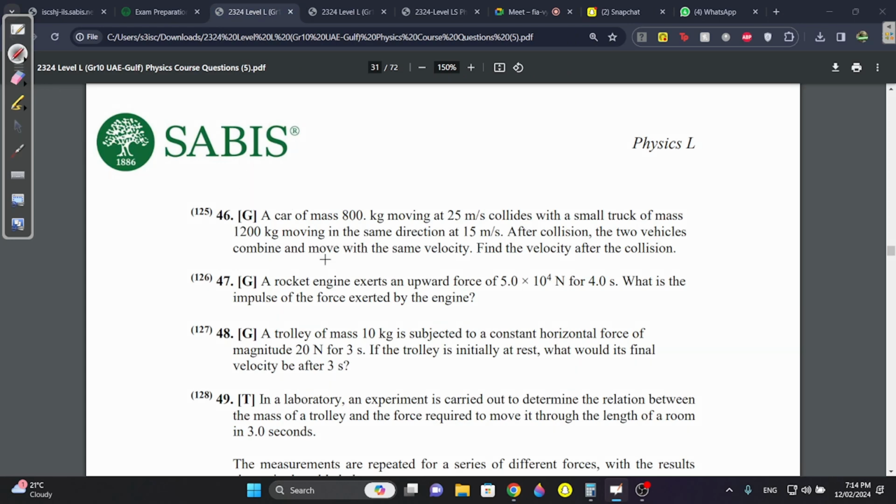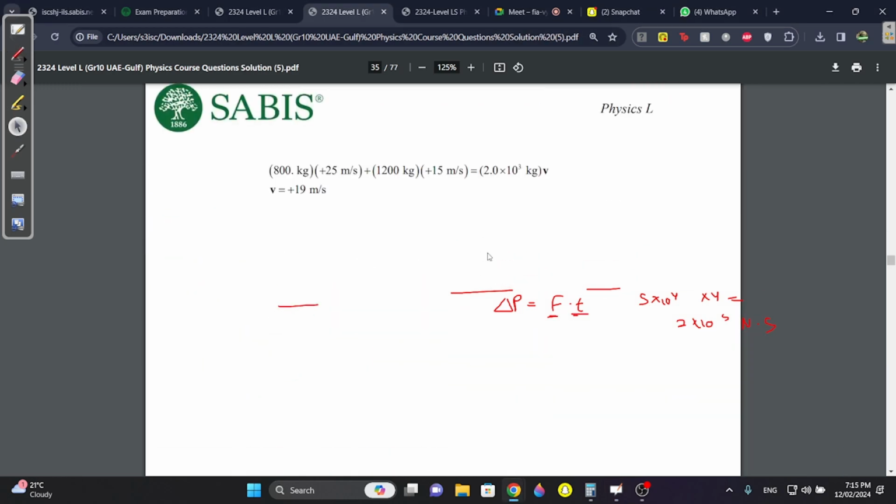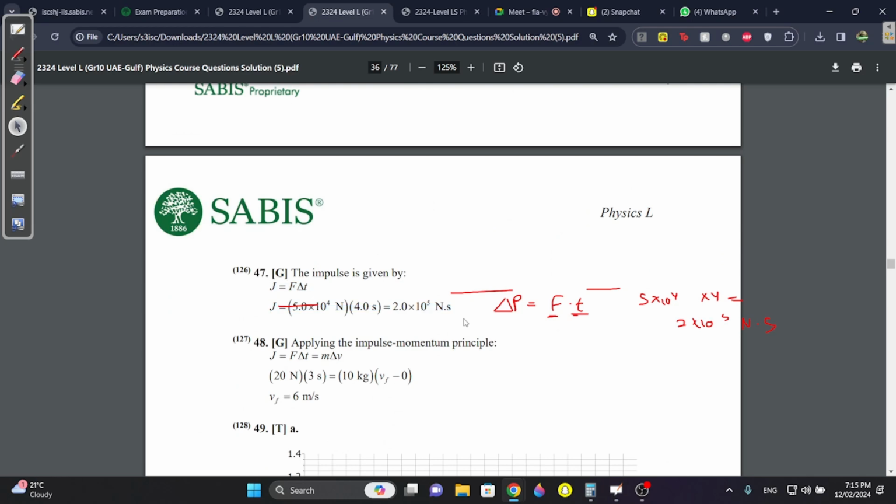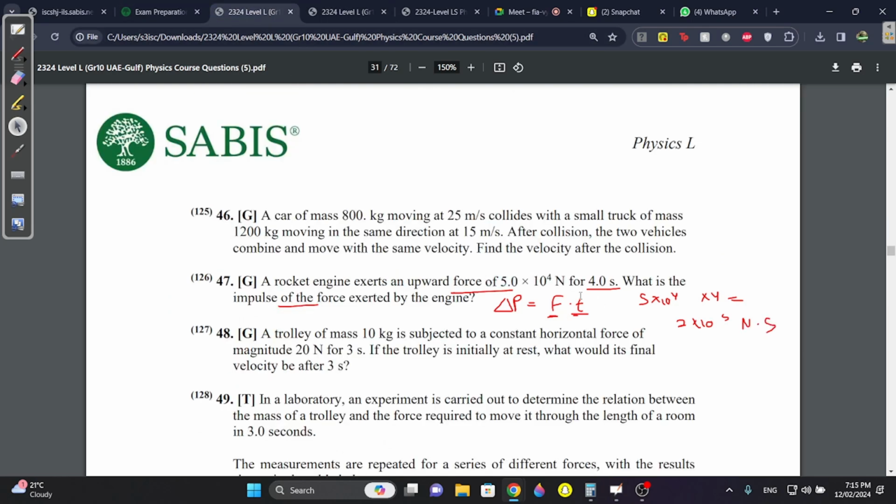Question 47. A rocket engine exerts an upward force of 5 times 10 to the power 4 newtons for 4 seconds. What is the impulse? You guys know the impulse. Delta P is the impulse. It equals force times time, which is 5 times 10 to the power 4 times 4. You should get 2 times 10 to the power 5, if I'm not wrong, and newton second, because you're multiplying force times time, newton times second. Okay, is that the correct answer? Yeah, 2 times 10 to the power 5 newton seconds. And since you have 5.0, keep it as 2.0 in your answer, okay?